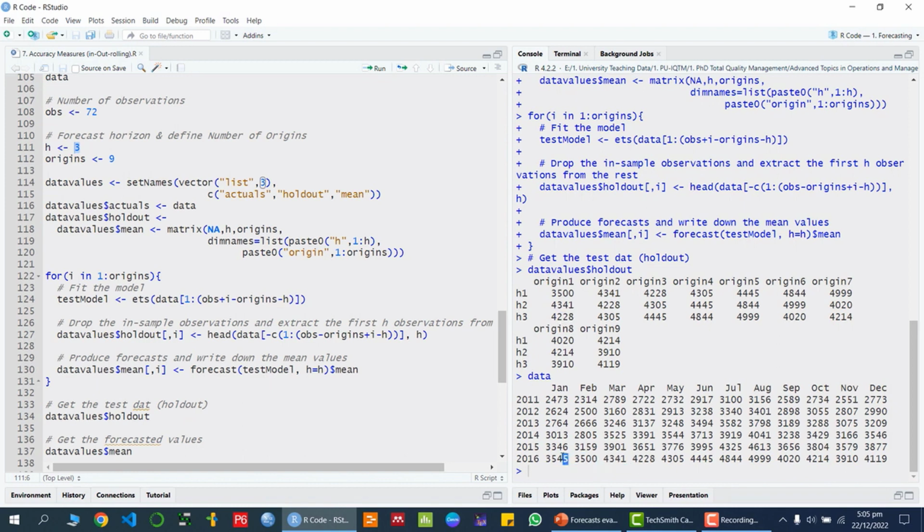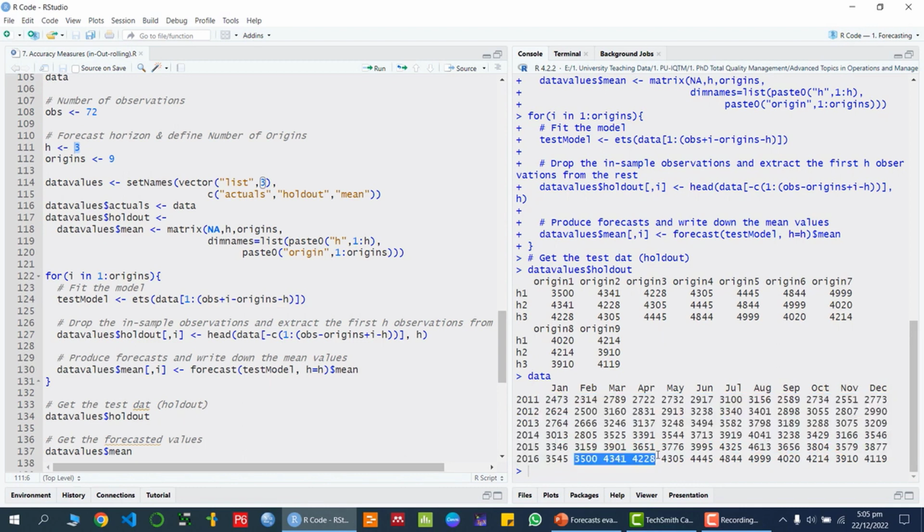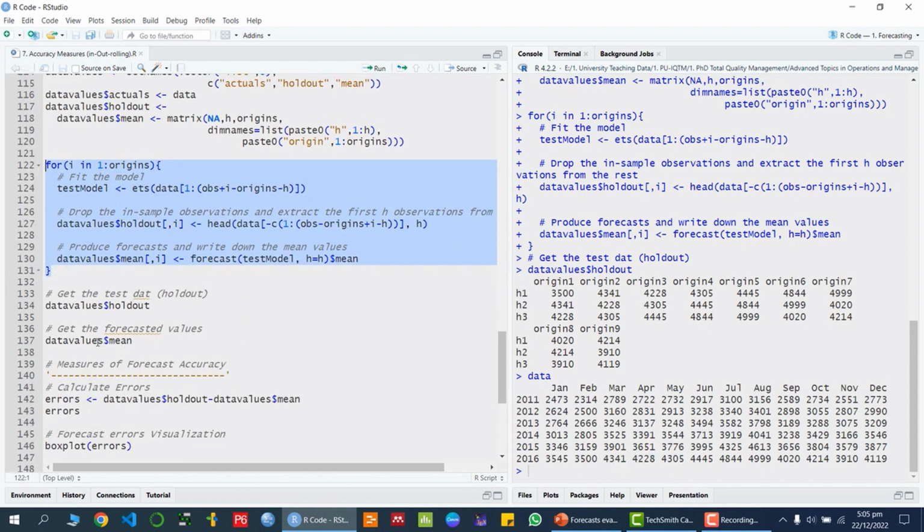So the first time, when i is equal to 1, it is going to use January 2011 to January 2016 to train the model, and it is going to produce the predicted values against these values. So these are the actual values which I have highlighted. Against these, it is going to predict the future values. When again in this particular loop i is equal to 2, the actual values are going to be this, and then it is going to calculate the predicted values with the help of this loop. Now we have the actual data set.